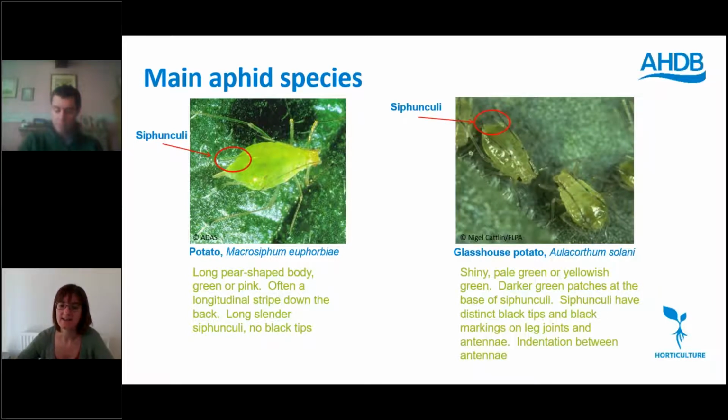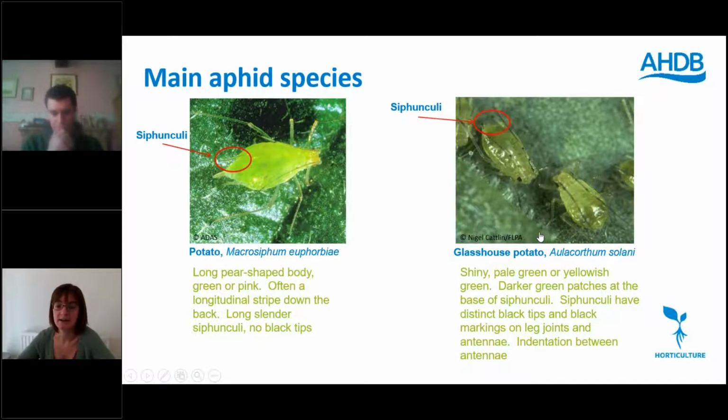And finally, we have the glasshouse potato aphid, Aulacorthum solani. This one is also quite a shiny aphid in comparison to the melon and cotton aphid. It is pale green or yellowish green in colour, and it also tends to have slightly darker patches on its body at the base of the siphunculi. Now, these siphunculi have also got black tips, as you can see there, but the aphid itself also has black markings on its leg joints and on its antennae as well. You can see these quite clearly here, and there is an indentation between the antennae.